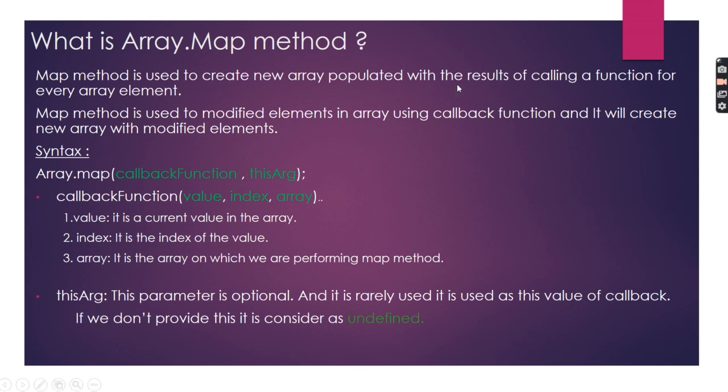And it is populated with the results of calling a function for every array element. It means we are performing some function on every array element using this map callback function. We are performing one callback function on each element in the array, and then the result that we get, we add in the newly created array. The map method is used to modify elements in an array using a callback function, and it will create a new array with modified elements. It means in the new array we get all the modified elements.